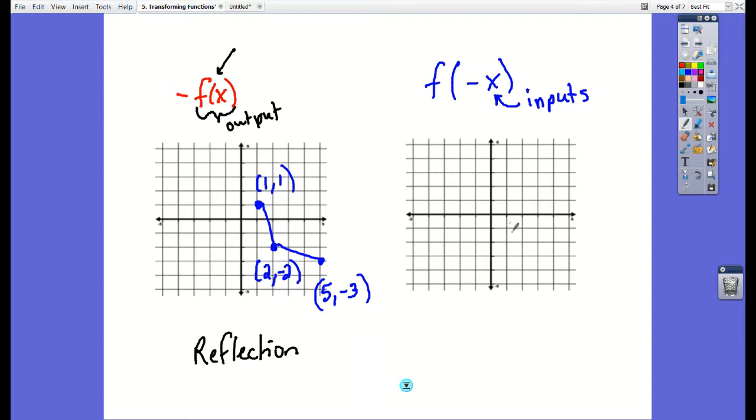So we had the point 1, negative 1. If the inputs are flipping signs, it should become negative 1, negative 1. The x values are going to change, the y values will stay the same. 2 comma 2 should become negative 2, 2. And 5, 3 should become negative 5, 3. So if you compare your first graph now to your last graph, it should be a complete reflection across the y-axis.